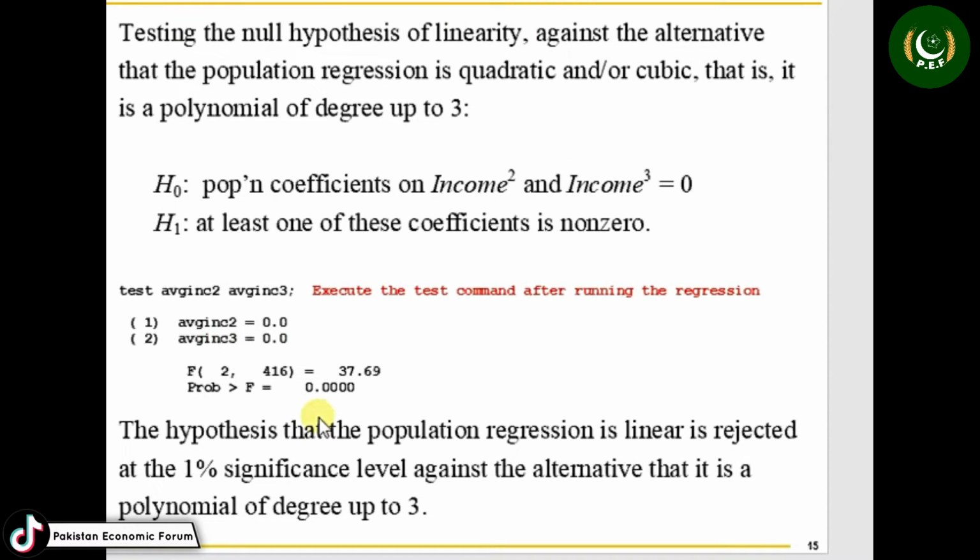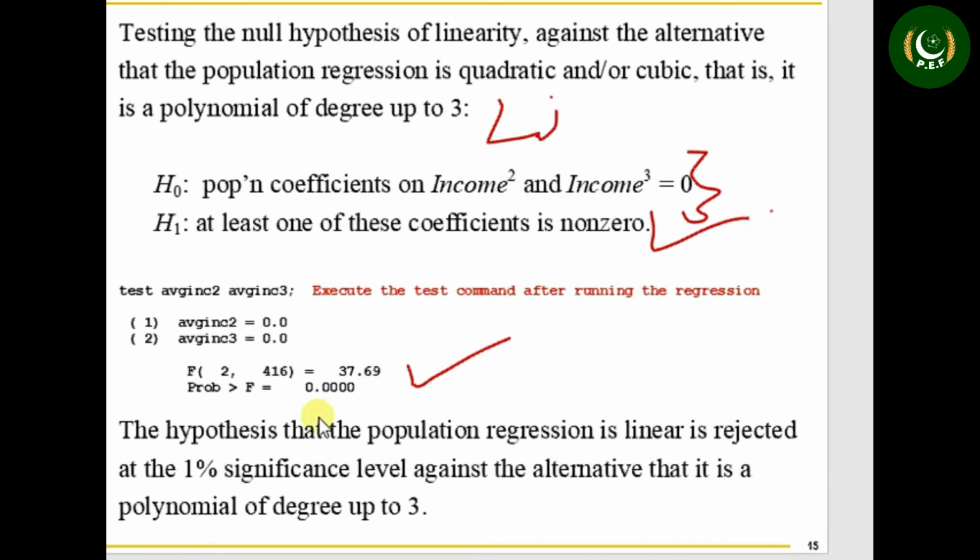What we are saying is that H0 is that the linear model is a fit, versus the alternative of quadratic or cubic. When we apply the F test for coefficient restrictions, we reject that the income square and income cube coefficients are equal to 0. Therefore we prefer the cubic or quadratic model over the linear model.